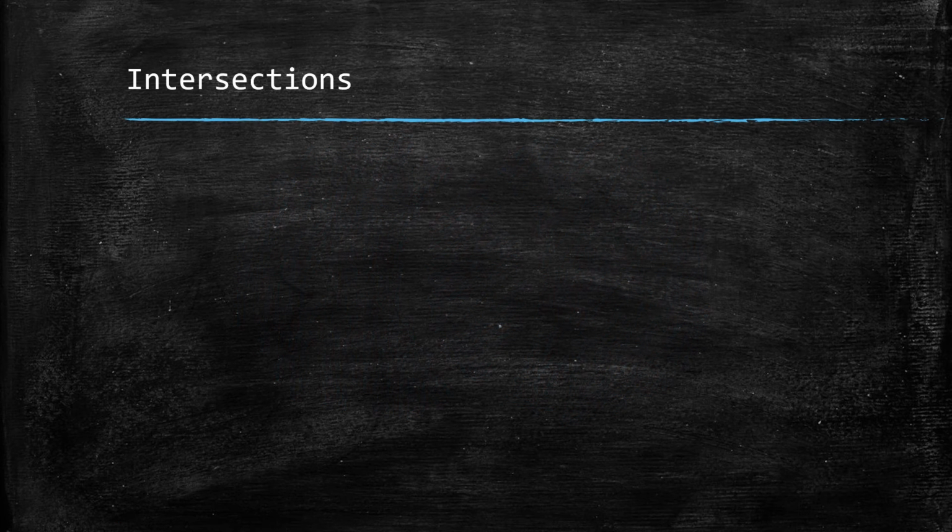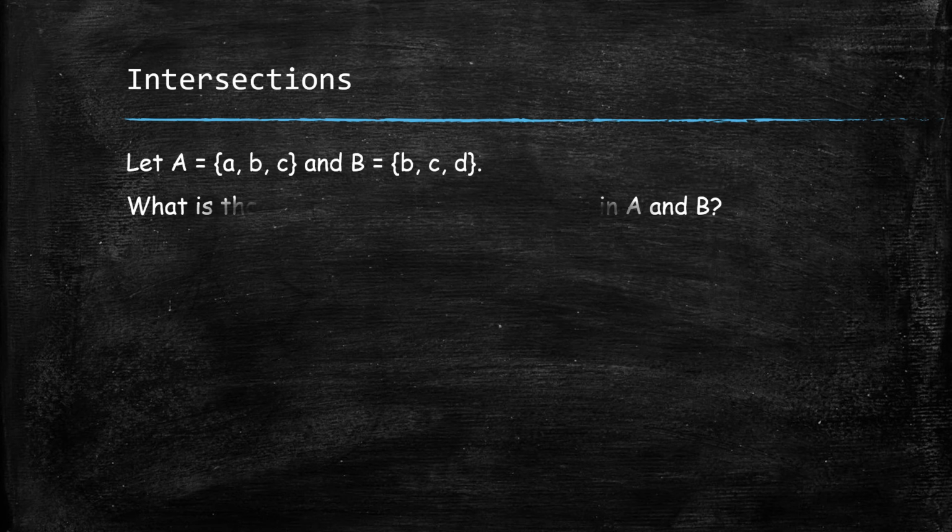Now let's move on to intersections. So let set A be A, B, and C, and let set B be B, C, and D. What is the set of all elements in common in A and B? So let's look at it. So in set A we have elements A, B, and C, and in set B we have elements B, C, and D.